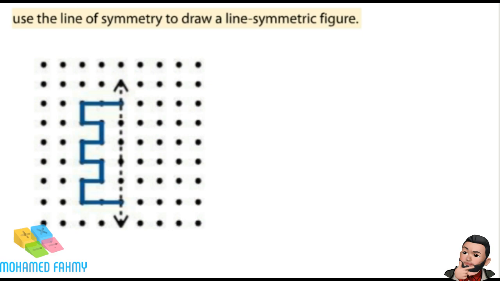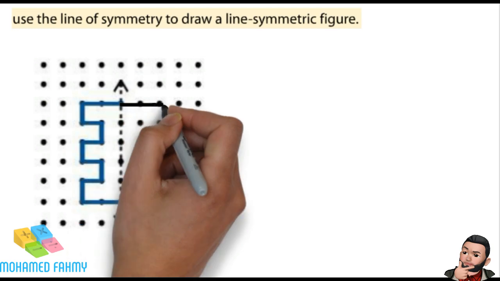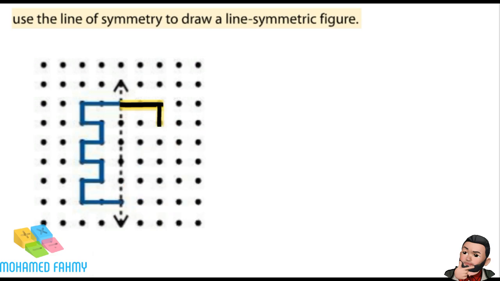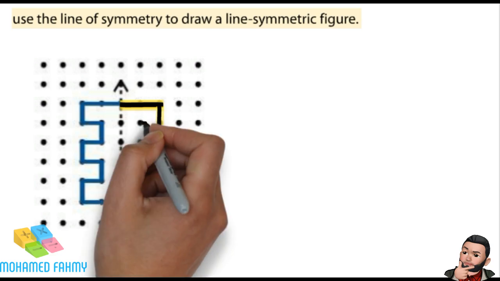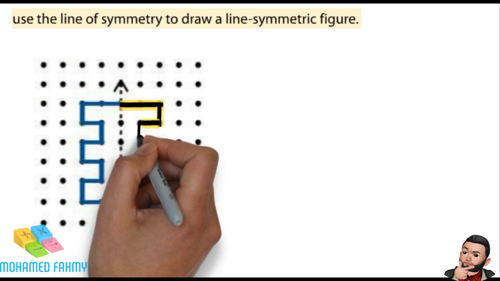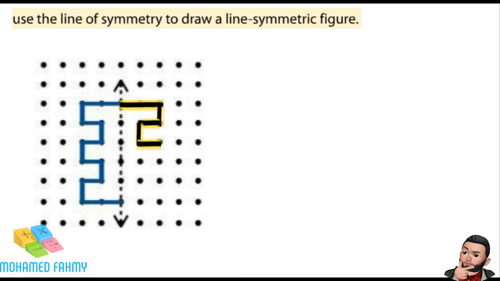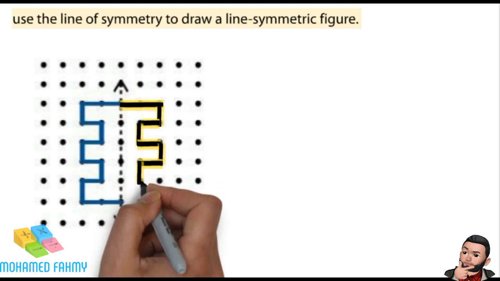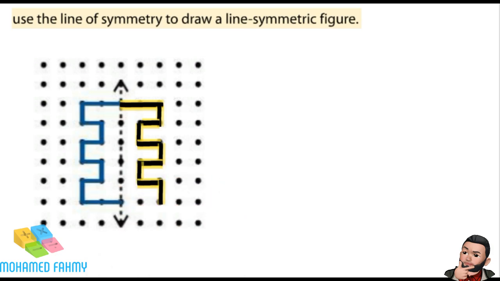Here we move 2 units from the line. We move the same number of units, 2 units as well, then 1 unit, then 1 unit, 1 unit. Focus on completing the same part reflectively. Okay, so we got the same reflective part.